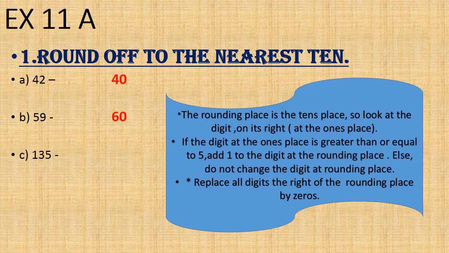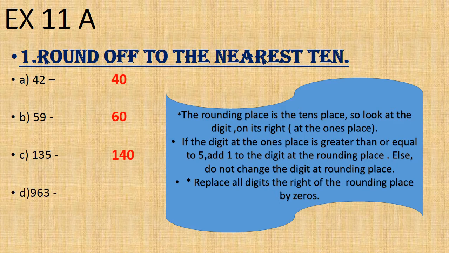Part C, 135. Again, in tens place we are having 3. So to round it off to the nearest 10, we will see to its right. On the right, we are having 5. So we will add 1 to 3, making it 4. So now we are having 140.